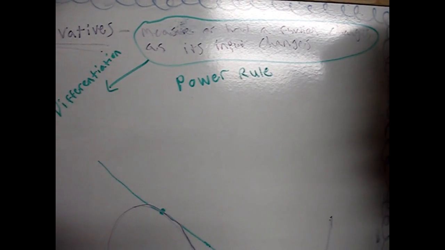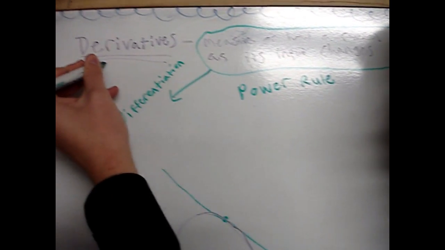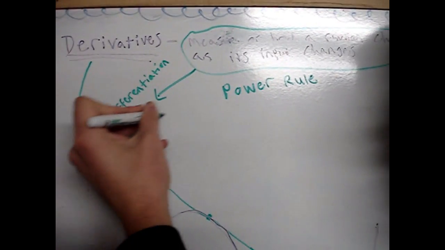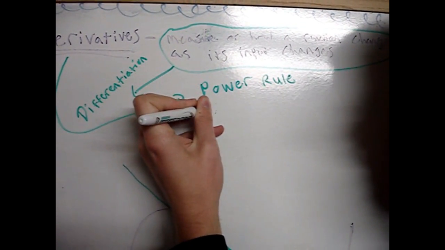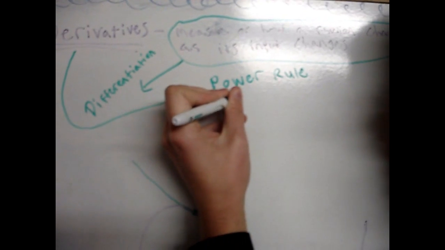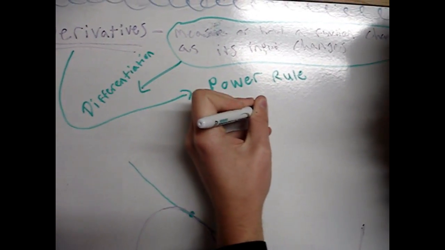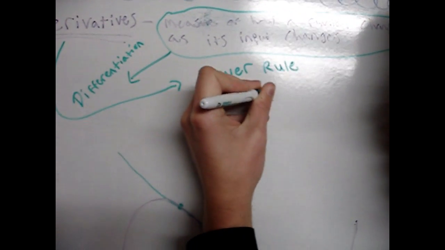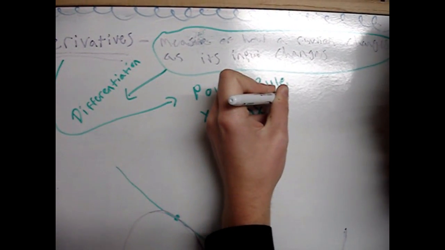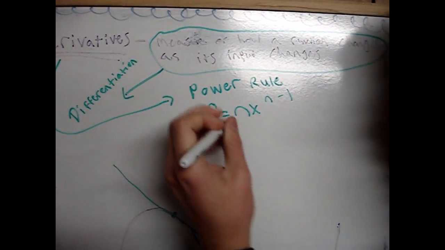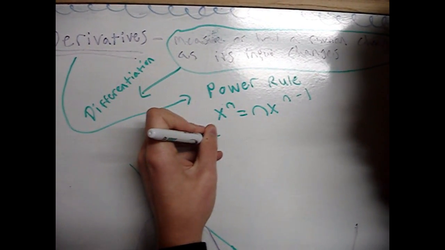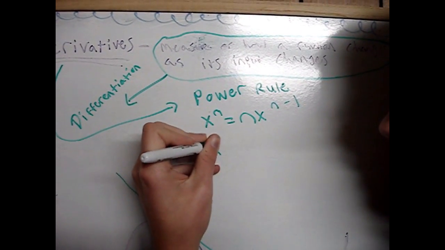Alright, you may be wondering, well, how do you find this derivative? Well, there's a simple formula. I'll write it out for you right here. The derivative of x^n equals n x^(n-1). It's pretty simple. I'll do a little sample problem here.